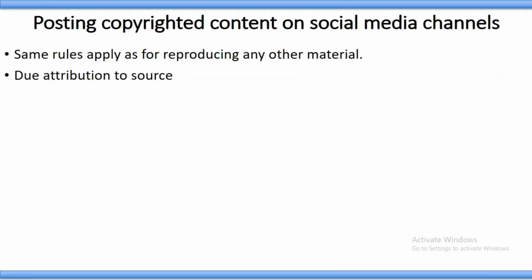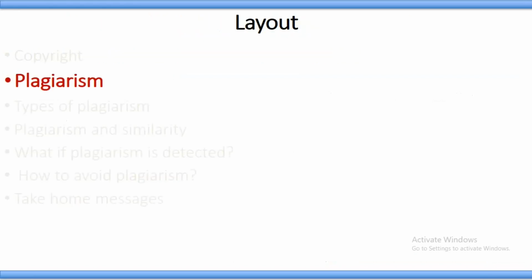So nowadays, people are using a lot of social media for educational purposes. So when you post copyrighted content on social media, the same rules apply. As for reproducing any other material, it should be duly attributed to the source, saying that it was taken from so and so, and this is the link to the original source. As long as you do that, it generally is not an issue.